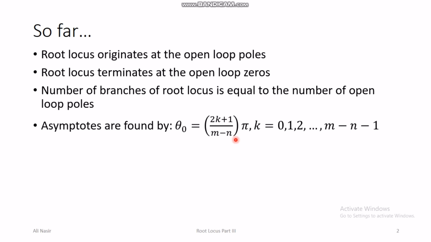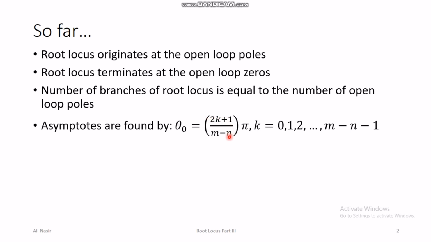You already know that in a causal system, the number of zeros is less than or equal to the number of poles. So if the number of zeros is less than the number of poles, some of the poles will not find corresponding zeros to which they go as the gain is increased in the feedback loop. So those poles go to infinity. And which path do they take in order to go to infinity?